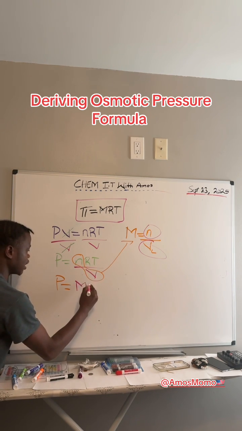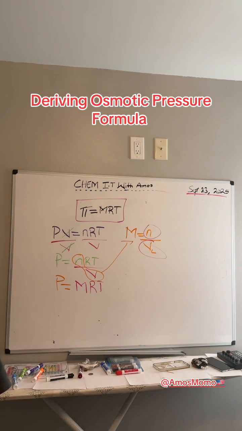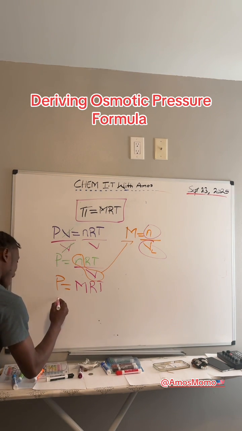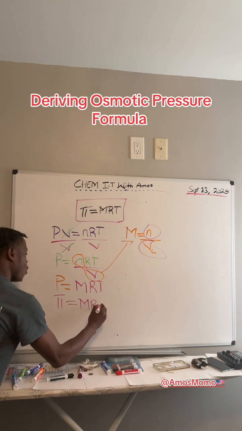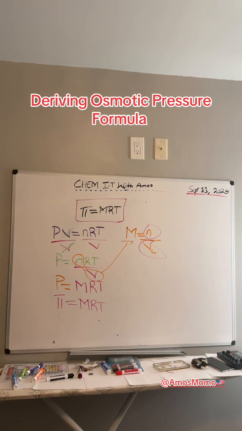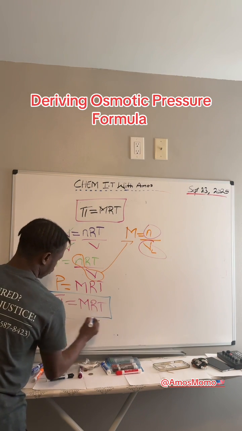So once we see this, we can now replace it with capital M. We have our constant R and this T. Since we are dealing with osmotic pressure, the keyword is pressure. So now we change this P to pi because it is now osmotic pressure. So you just change this P right here to pi is equal to MRT. So this is how this particular formula was formulated from the ideal gas equation. I hope you have understood this and you learned something new.